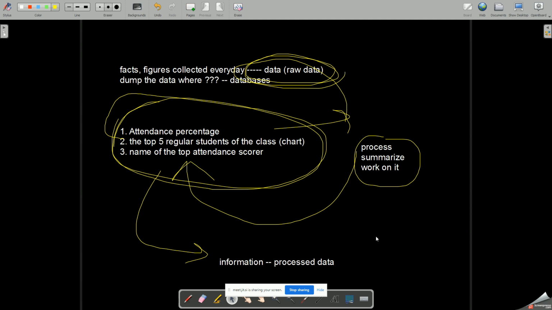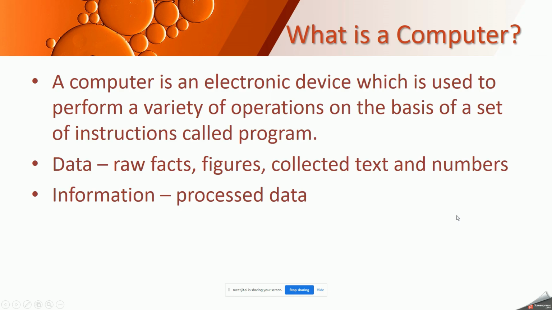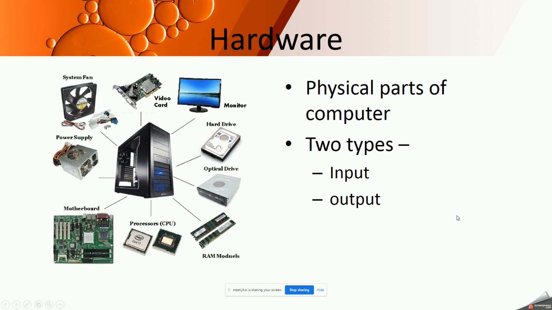Got it? So data collected on an everyday basis, facts, figures, everything, that is known as data. And when I process the data, when I work on the data, it gives me what? Processed data, that is information. Next is hardware. All these things you have already studied in the previous classes. It's just a revision of that.